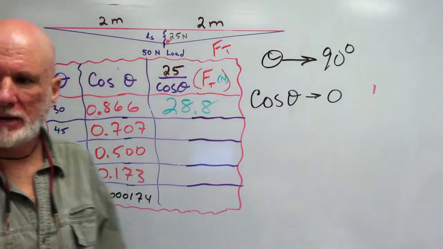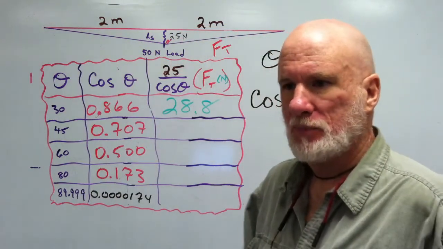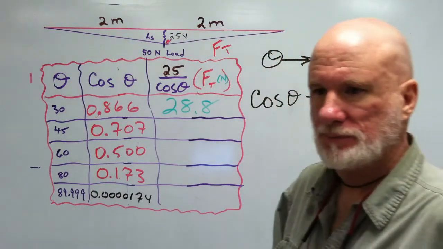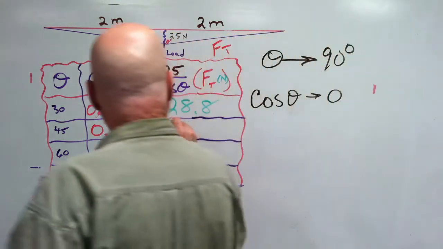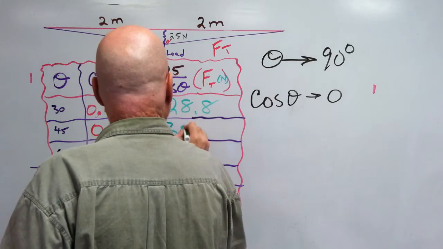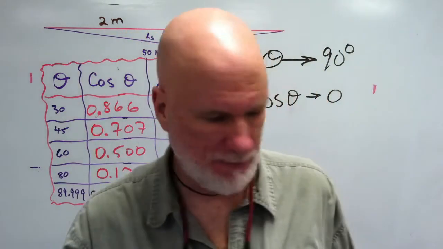Now what's next? 25 divided by 0.707. That equals 35.4. That's cool. Three significant figures is good.